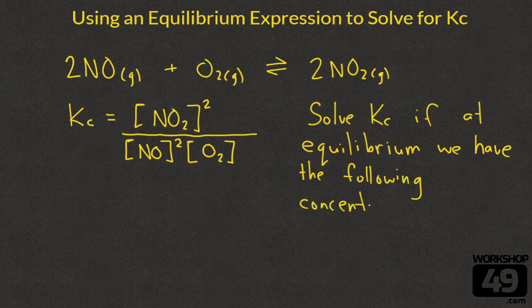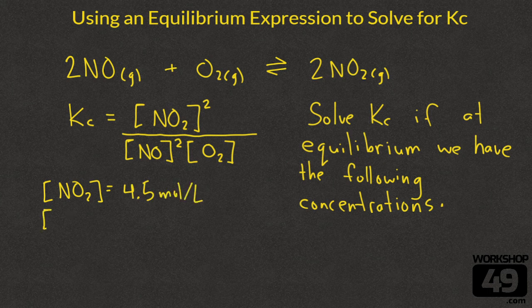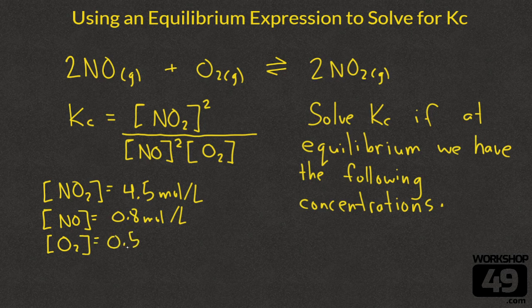Note that we have to be provided with concentrations because that's what the equilibrium expression uses. So if you've been told that the concentration of nitrogen dioxide is 4.5 moles per liter, and the concentration of nitrogen monoxide is 0.8 moles per liter, and the concentration of oxygen is 0.5 moles per liter.